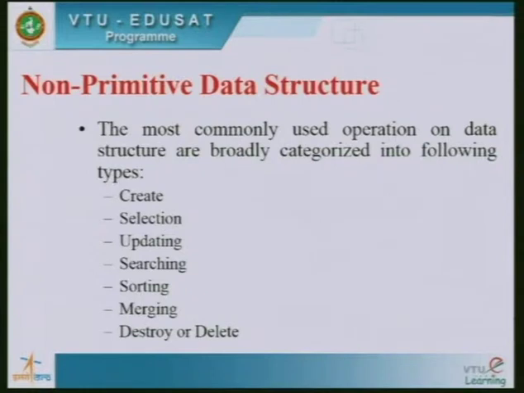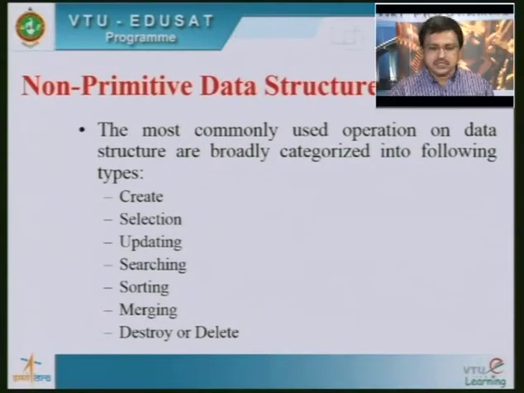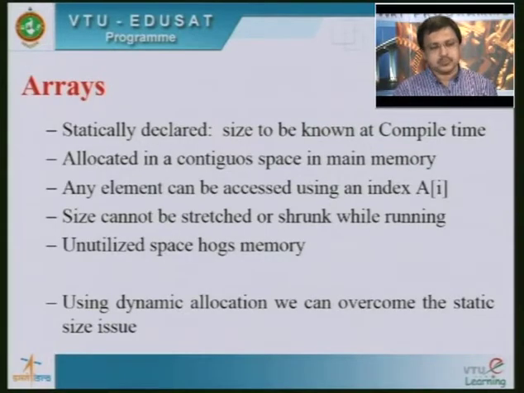Some of the commonly used operations on a data structure can be broadly categorized as follows. You need to create the data structure, select one data item in it, update a data item, search, sort, and merge. And ultimately, when you are done with the job, just like when we talked about heap memory, we need to delete it or free those data structures.